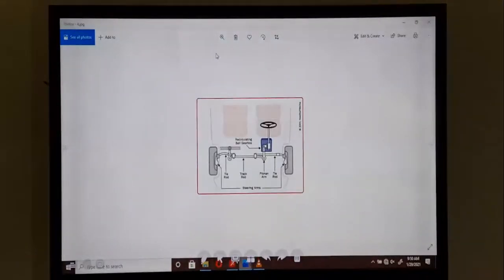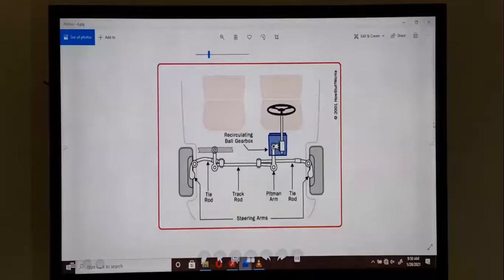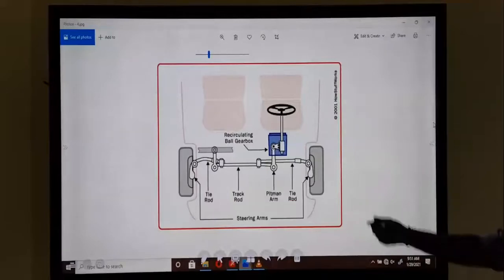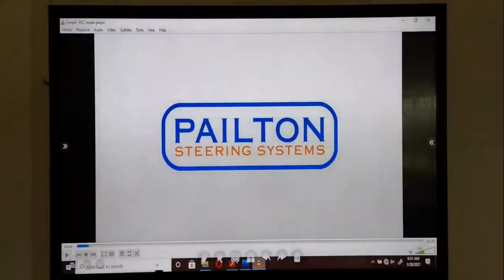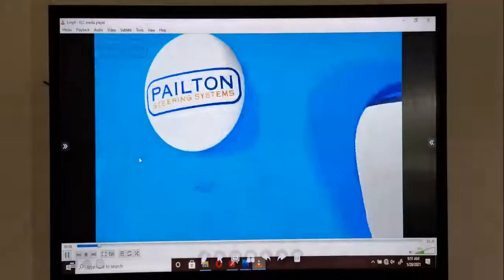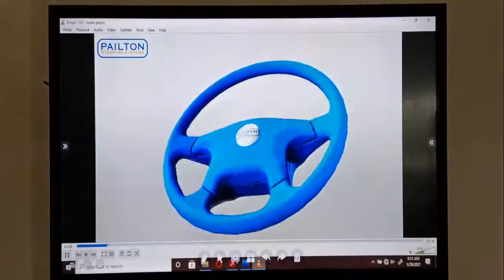This is the Pitman arm type steering. This type of steering is used in heavy vehicles, not small vehicles. It is mostly used in lorries or buses. They widely use this type of Pitman steering. First I will show an animation so you will get a clear idea.